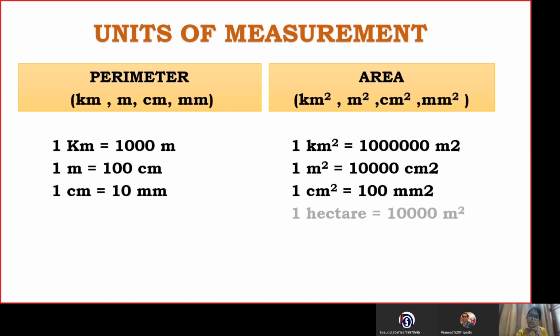There's one more unit of calculating the area, hectare. 1 hectare is equal to 10,000 meter square. So for big fields, to calculate the area of big fields, we use this unit of hectares. Is that understood? Can I move on?